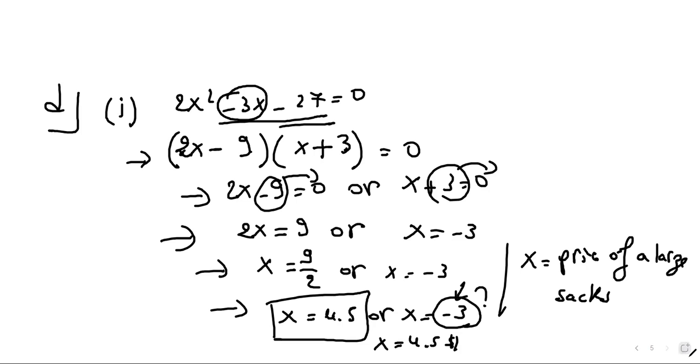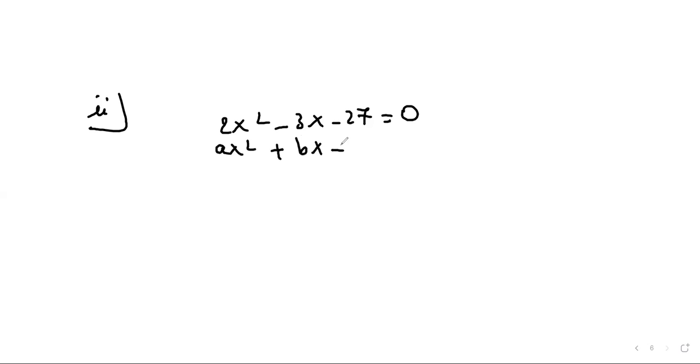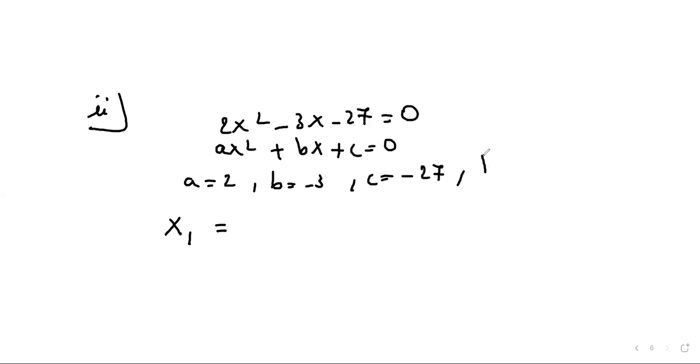Right, after that, they ask you to use the quadratic formula for this one. So I have 2x squared minus 3x minus 27 is equal to 0. It's in the form ax squared plus bx plus c is equal to 0. So a is equal to 2, b is equal to negative 3, and c is equal to negative 27. Right? Now, for the solution, it's up to you if you want to calculate b squared minus 4ac first.